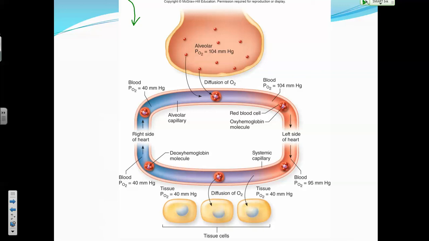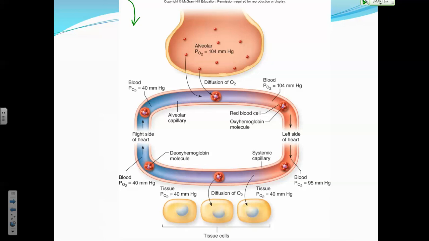But this is showing you what the video did. It's just showing you the movement. So you might want to spend some time in your book, talking through that. You will not have to give me any of the numbers for partial pressures. Don't worry about memorizing any of those numbers.